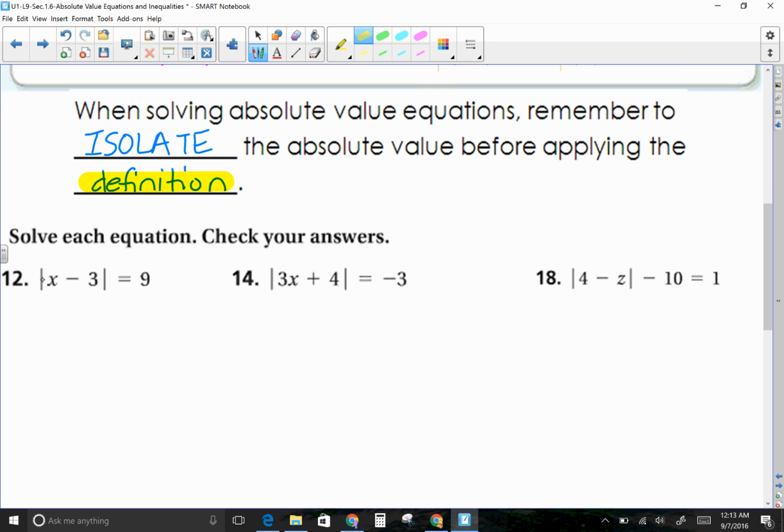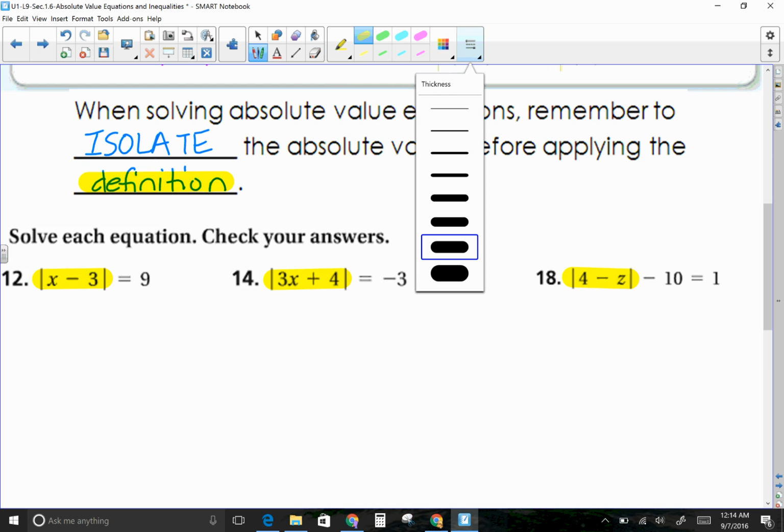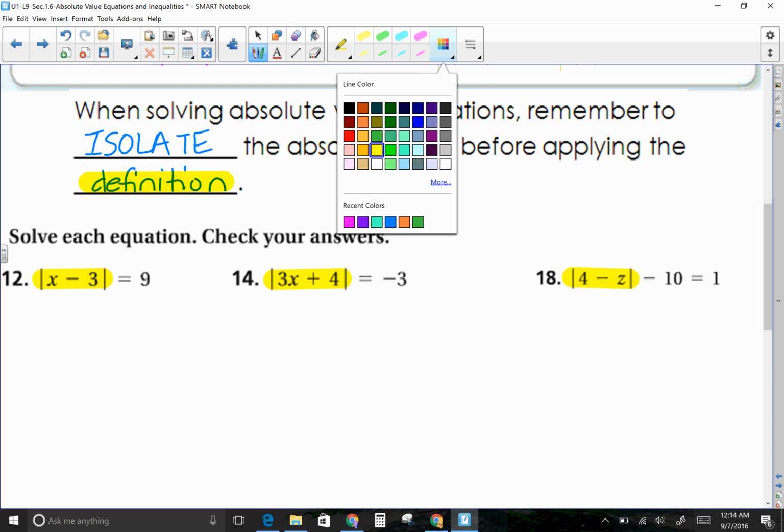And I'm going to highlight each time: here's the absolute value, here's the absolute value, and here's the absolute value. So as we go through, let's go back.